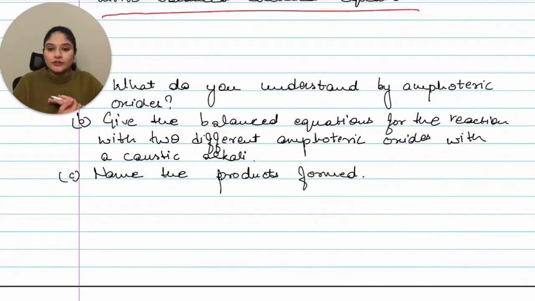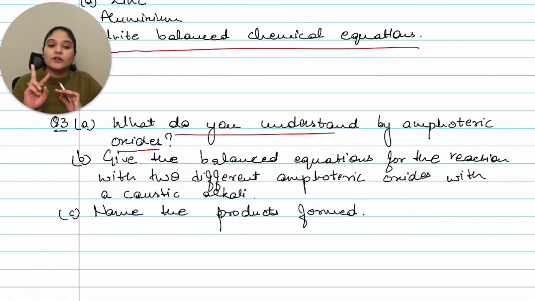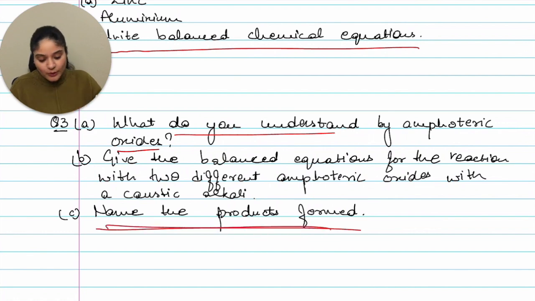We are on question 3. What do you understand by amphoteric oxides? We just did the definition of amphoteric oxides. Give the balanced equations for the reaction of two different amphoteric oxides with a caustic alkali. Name the products formed. So this is the question that I was talking about. Name the products formed.